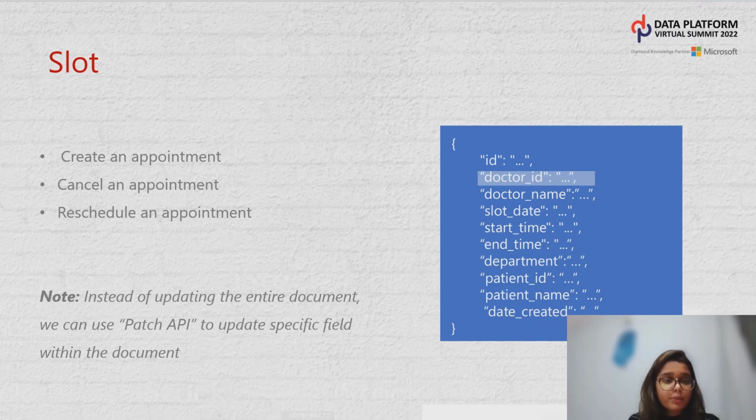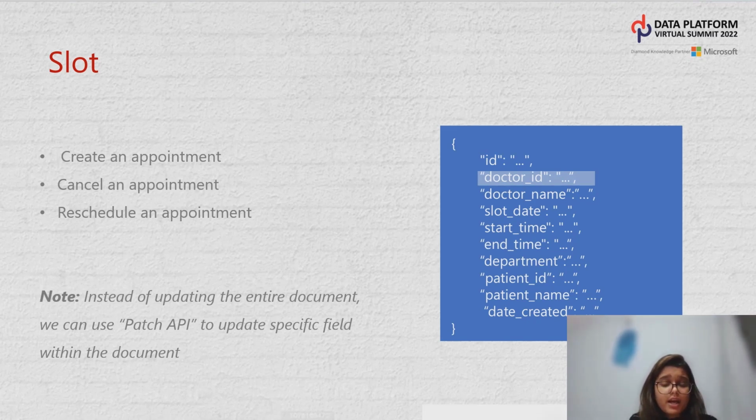Coming back to slots and appointments, we have create an appointment, cancel an appointment, reschedule an appointment. So all of these queries involve first fetching the document and then updating the appointment information in them. So it's a replace operation or an update operation in Cosmos DB, which involves writing the document, updating the document again. Now that can be a little bit costly.